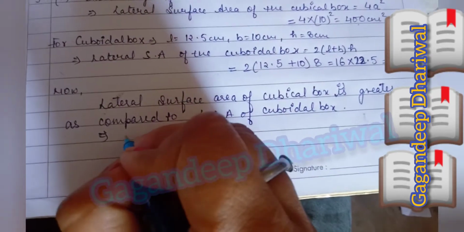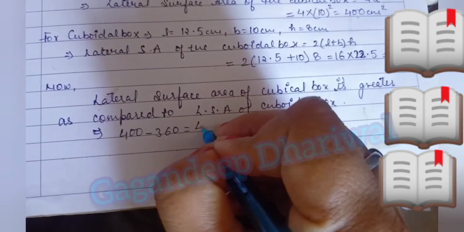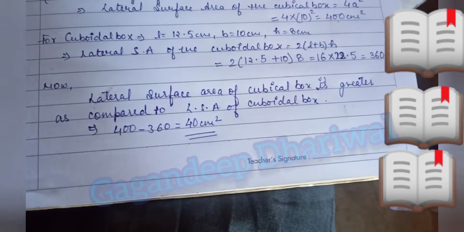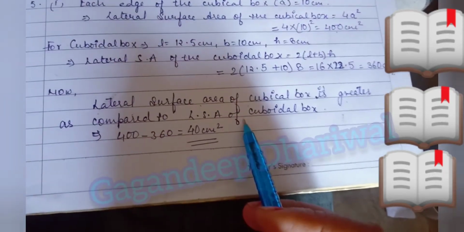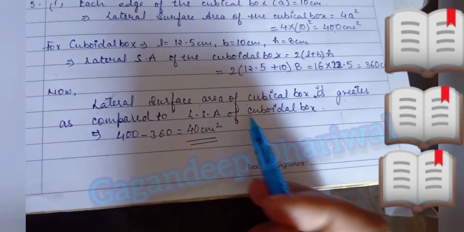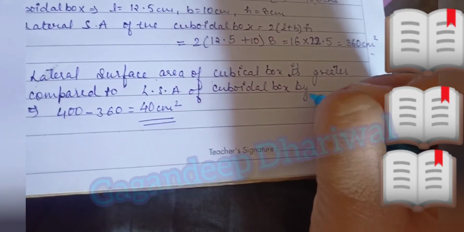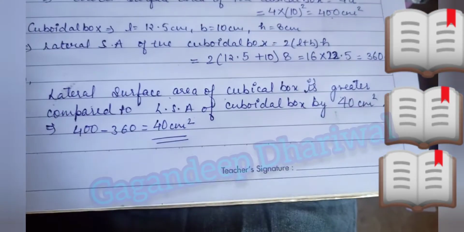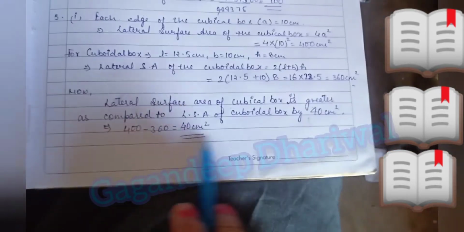that is 400 minus 360 equal to 40 centimeter square, so by 40 centimeter square. So the lateral surface area of the cubical box is greater as compared to the lateral surface area of the cuboidal box by 40 centimeter square. See at once, this is the solution of the first part.